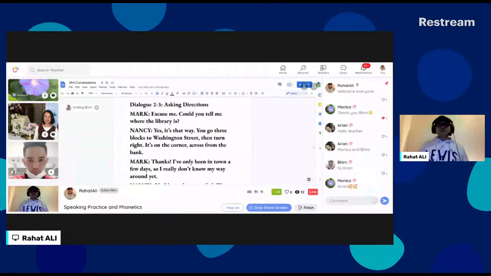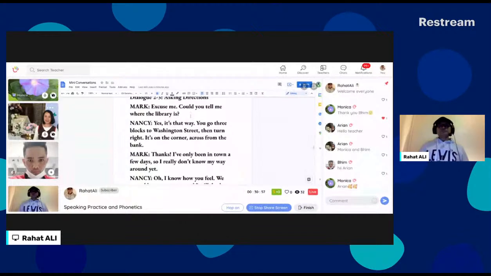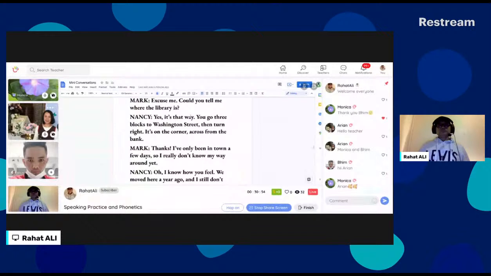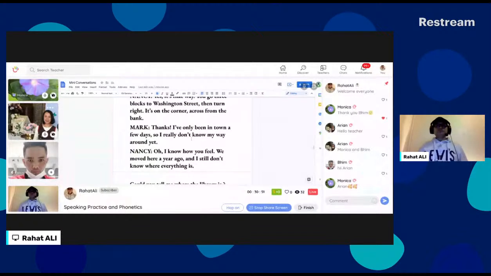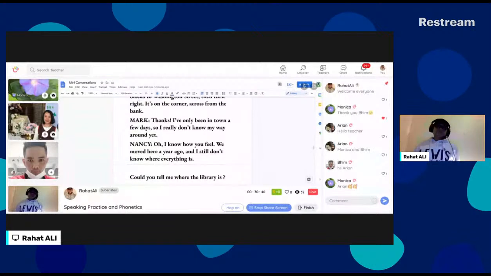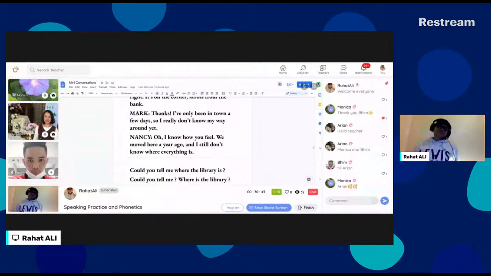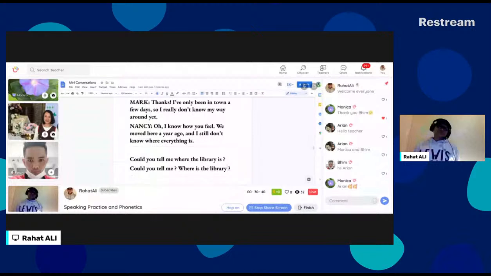Go on. So you will be Mark and Nancy will be Monica. Okay. Excuse me, could you tell me where the library is? Yes, it's that way. You go 3 blocks to Washington Street, then turn right. It's on the corner across from the bank. Thanks. I've only been in town a few days, so I really don't know my way around yet. Oh, I know how you feel. We moved here a year ago, and I still don't know where everything is. Thank you. That's really cool.